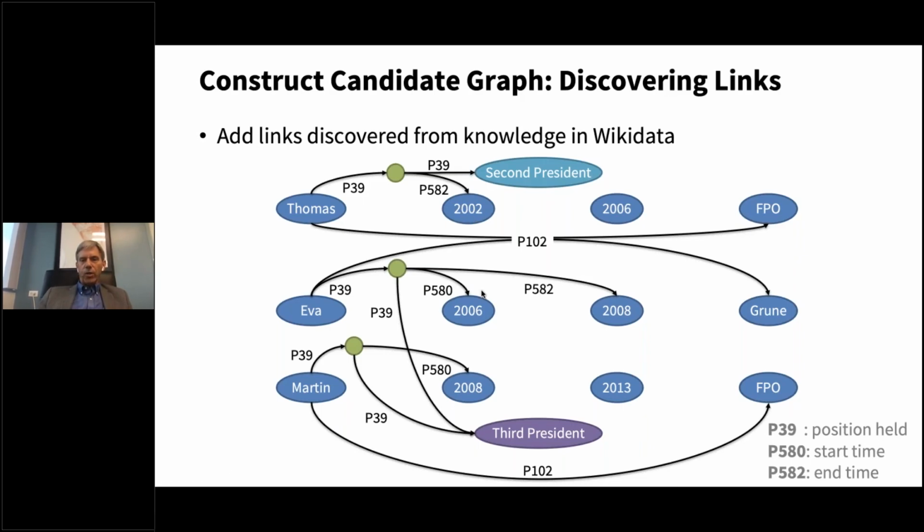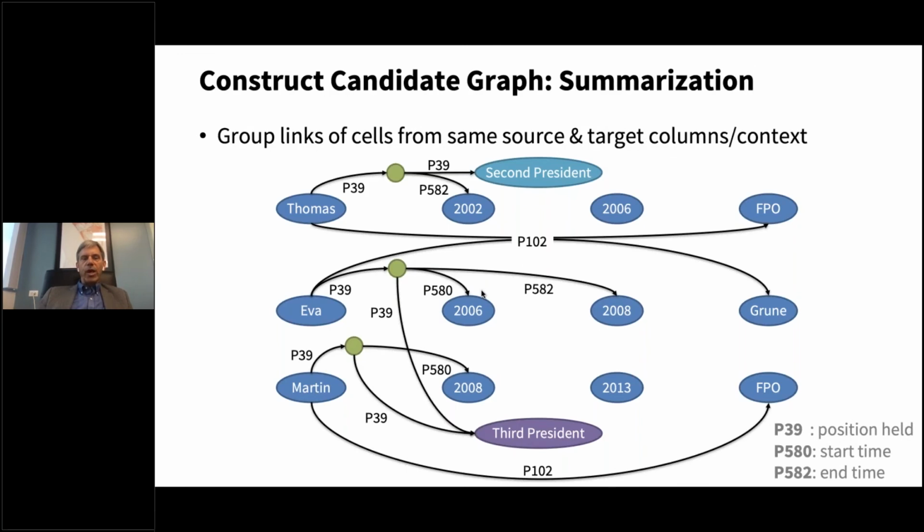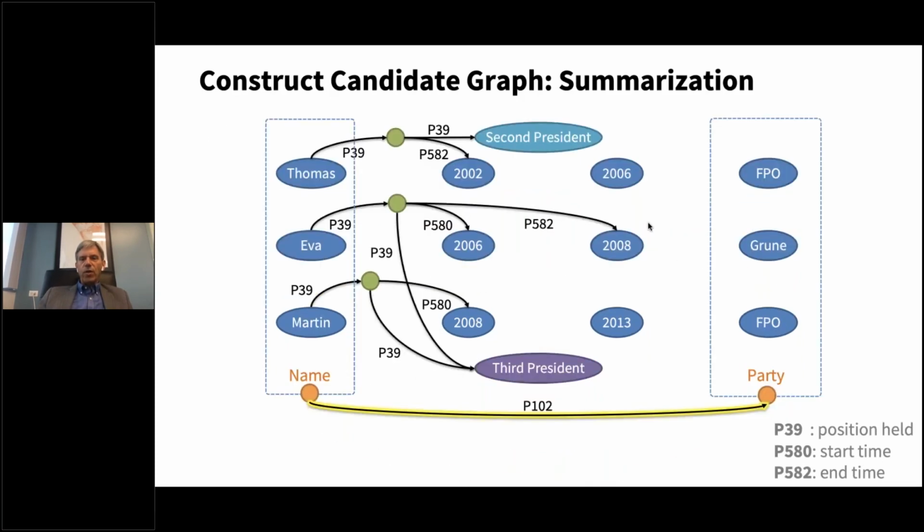Okay, so what's next? Now what we're going to do is group the links of cells from the same source and target together. So how does that work? We're going to take all the P102 links, right? So we have this P102 link here, and we have the P102 links down here. All of those get linked together. Those are the party links, right? And so we have one link here from P102 to party, and there's a lot of consensus on that.